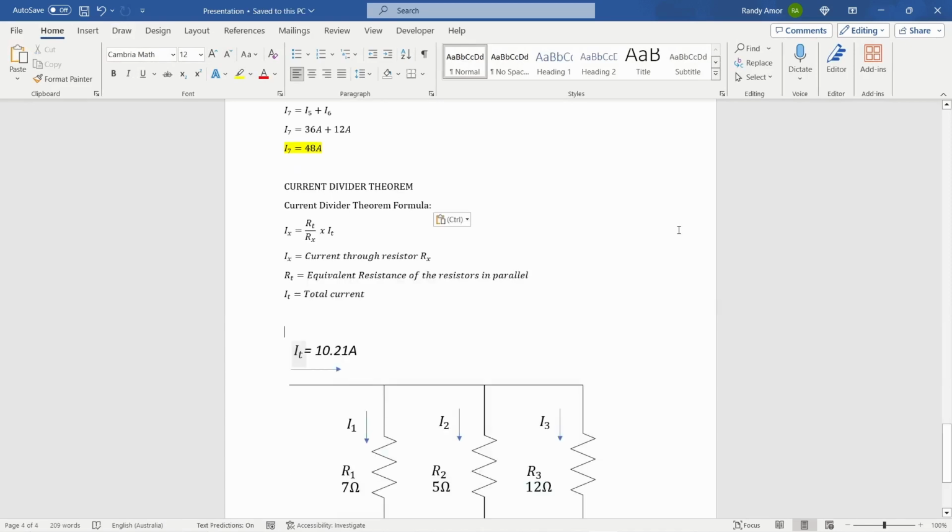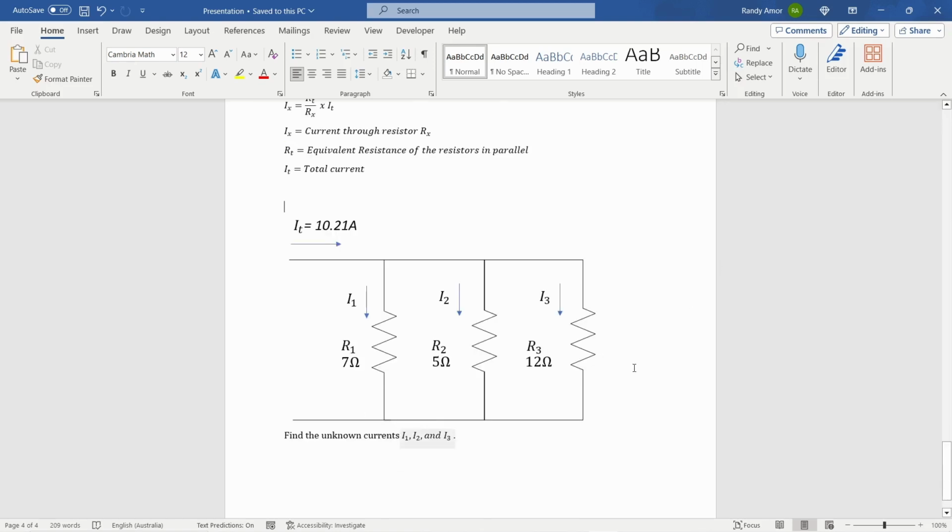And finally, the current divider theorem. So we have the current divider theorem formula: Ix is equal to RT divided by Rx times IT. So Ix is the current through resistor Rx, RT is the equivalent resistance of the resistors in parallel, and IT is the total current.